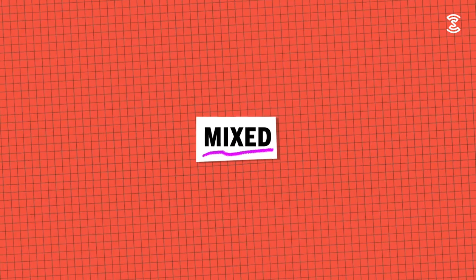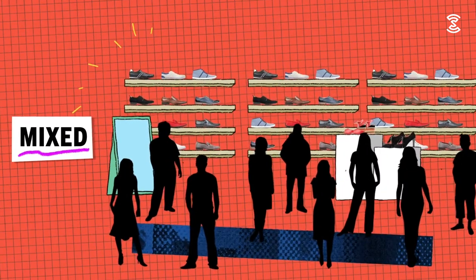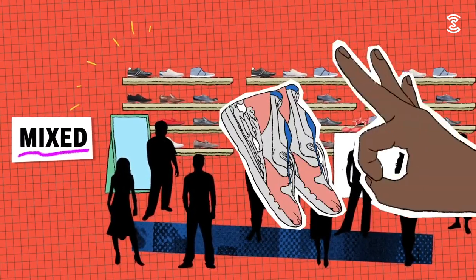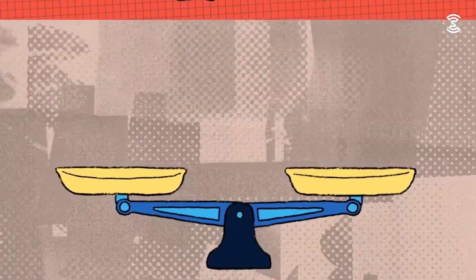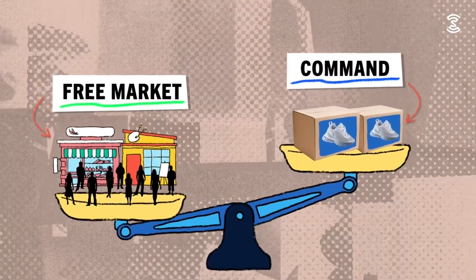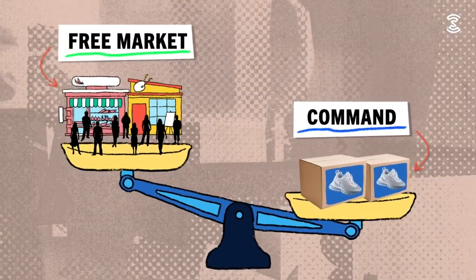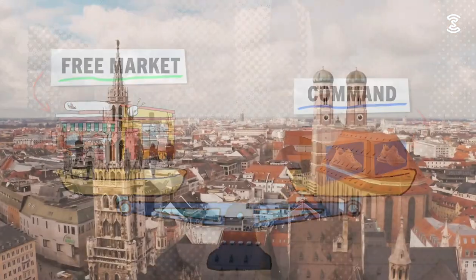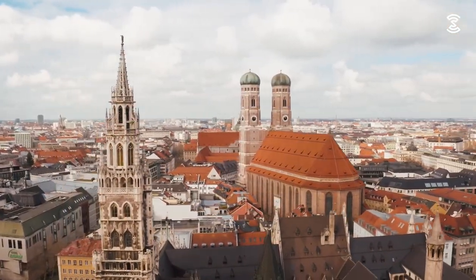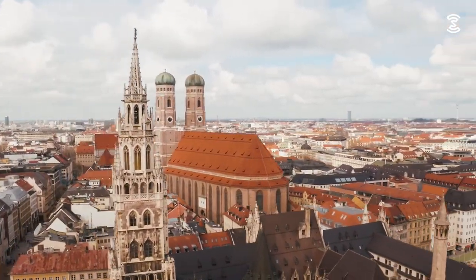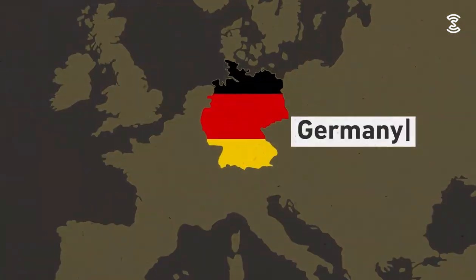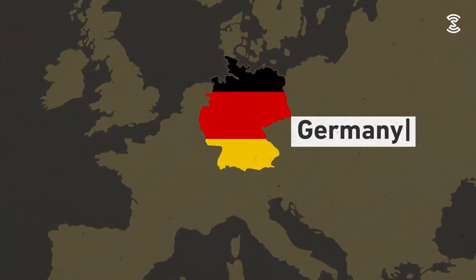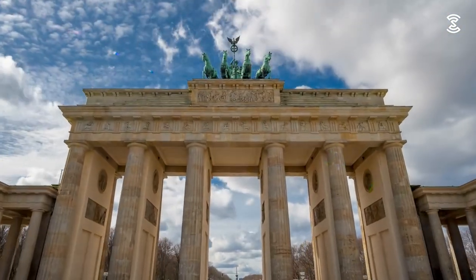Between these two extremes lies a third approach, the mixed economy. This system combines elements of both the free market and state control. Here, the government steps in during times of crisis and works to protect weaker segments of society. Germany is one of the best examples of a successful mixed economy.